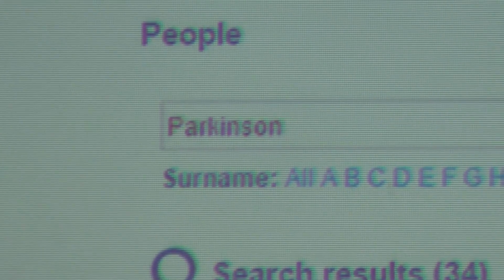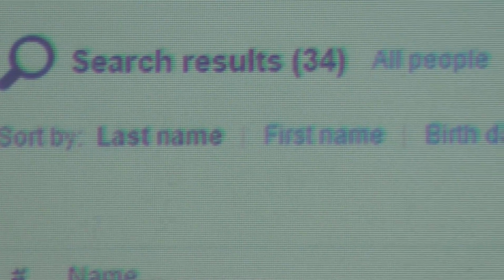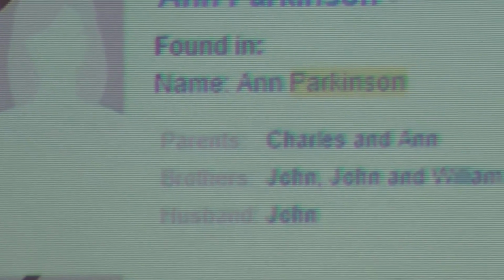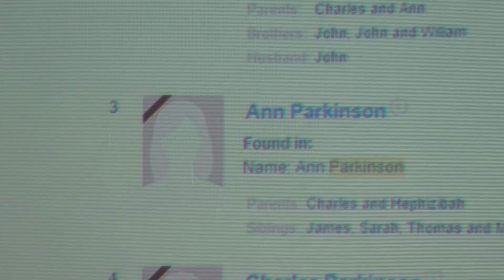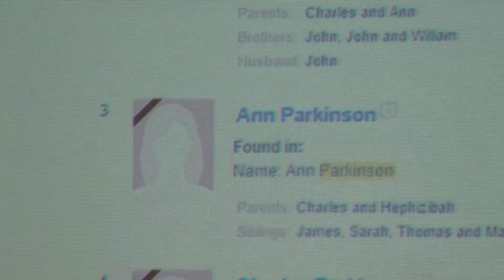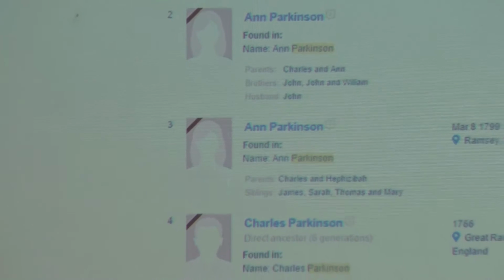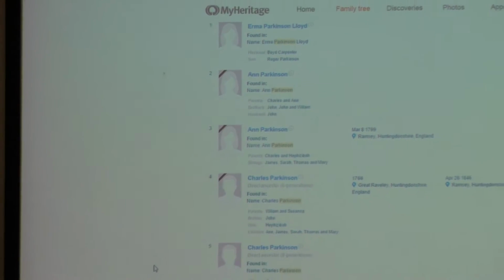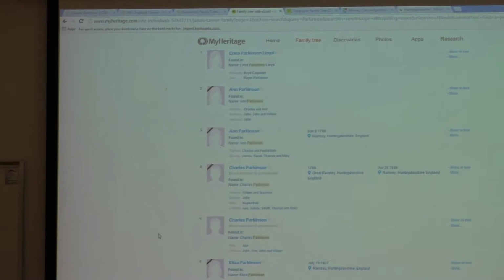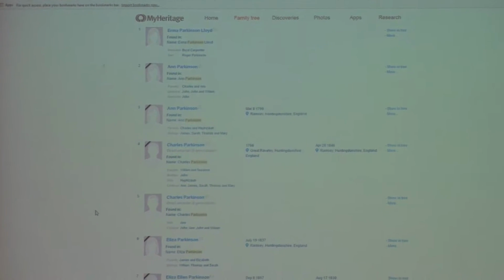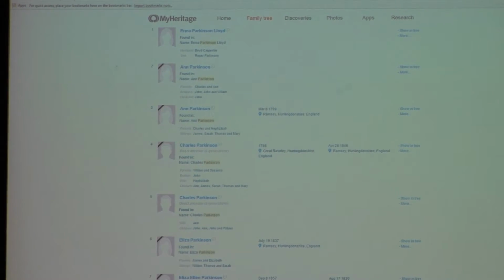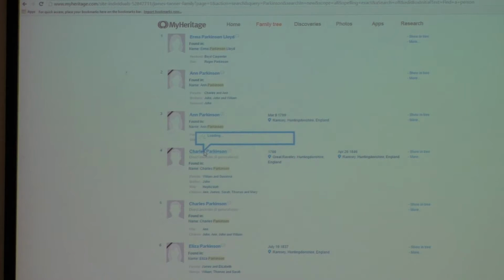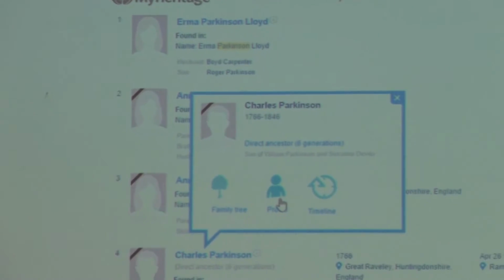And now we have just the Parkinson's, 34 Parkinson's, that I have in my family tree. Okay, so now we're focusing in on these people. The question is, how do we know if there's any record hints for these people? Well, we could go back and look through the record hints and look by name and look up each person. But there's a more efficient way to do this, and that is just click on each of these people, the ones we're interested in researching, like Charles Parkinson here, and look at his profile.